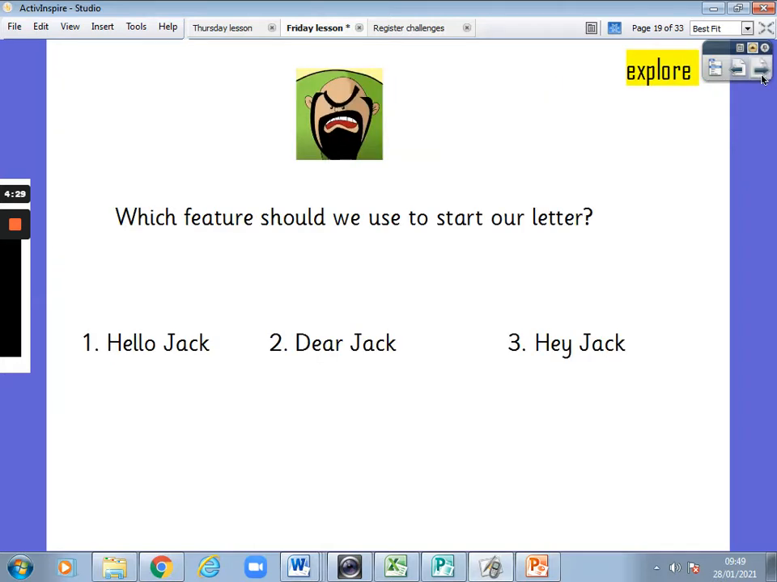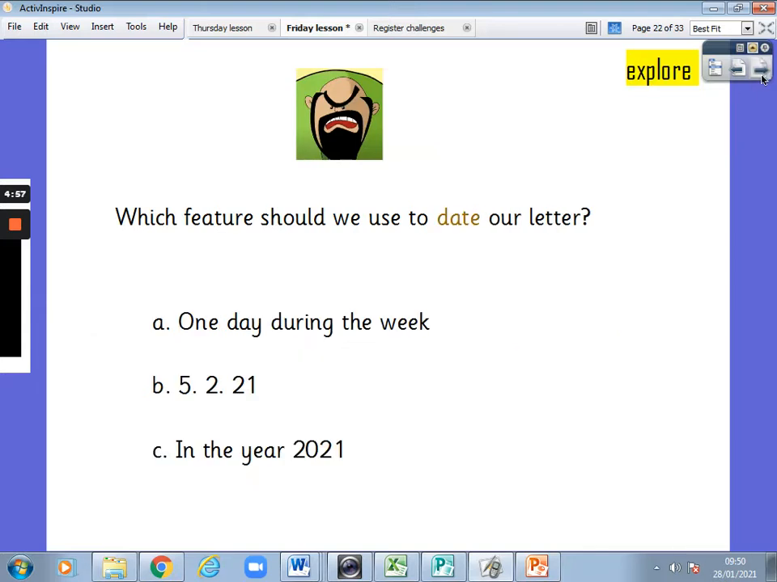Let's explore the features now. Which feature shall I use to start our letter? Is it 1, hello Jack? Is it 2, dear Jack? Is it 3, hey Jack? Have a think. Is it 1, 2, or 3? Pause the video and write it down. It was dear Jack. Well done. Dear Jack is a polite way to address someone in a letter. It is the feature of the letter.